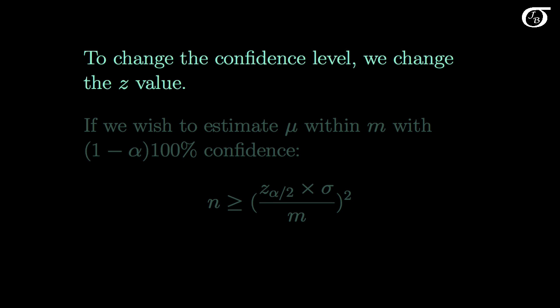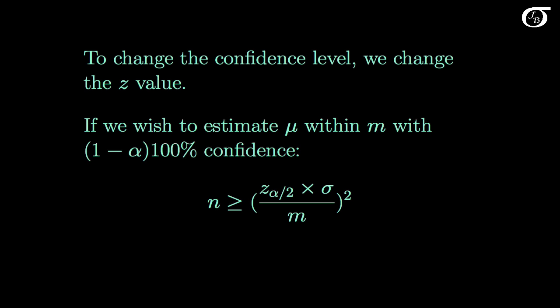We can choose that confidence level to be anything we like. And to change the confidence level, we change the z value. So if we wish to estimate mu within some amount m with a confidence level of 1 minus alpha times 100%, we simply replace the 1.96 in the formula with the appropriate value of z.